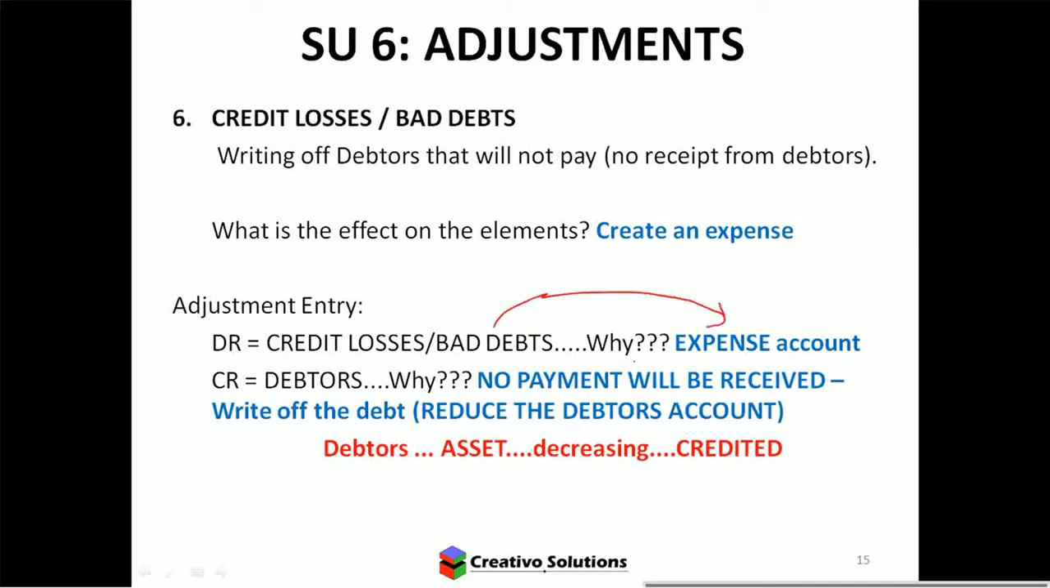If I'm writing off bad debt, it's seen as an expense because I'm writing them off completely. Will you ever get them back? No, you won't. So credit loss or a bad debt is when an expense is recorded that eliminates the asset, which was debtors.